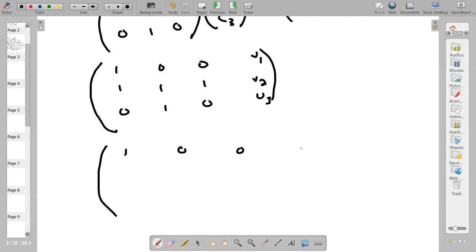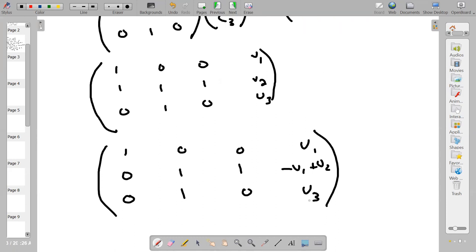So you have 1, 0, 0, V1. You have a 0 here and a 0 here. You have a 1 here and a 1 here. To get the 0 below the first pivot, you need to add -1 times the first row to the second. So you get negative V1 plus V2. You have a 1 here and a 0 here because we haven't really done anything to the last row. So that's the first thing you do when you continue to row reduce.